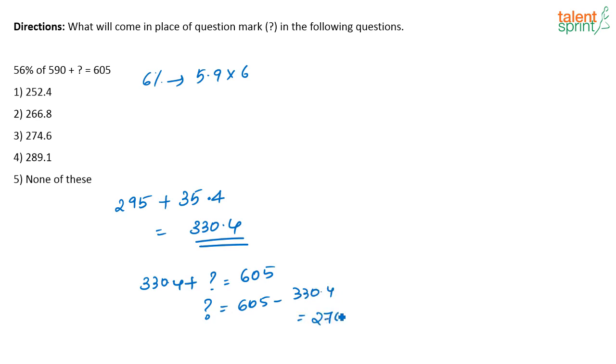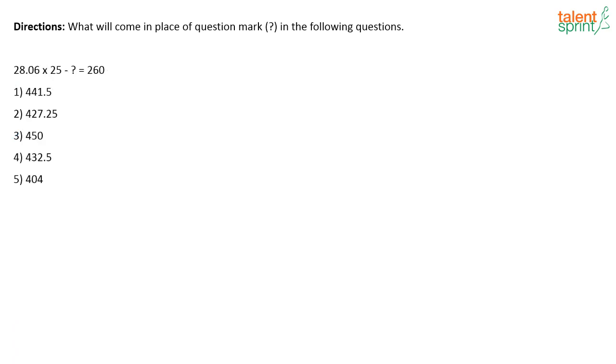Which is nothing but 274.6. Either you can do 56 by 100 into 590 and then multiply 56 into 59, but otherwise you can split these percentages in such a way that you can get the answer like this, split and merge. Correct answer is option 3. Moving on to the next question.